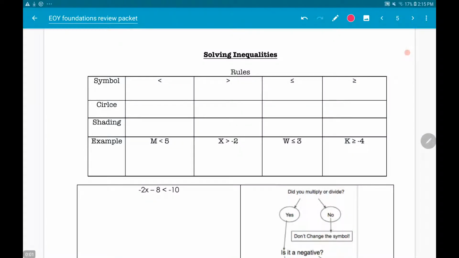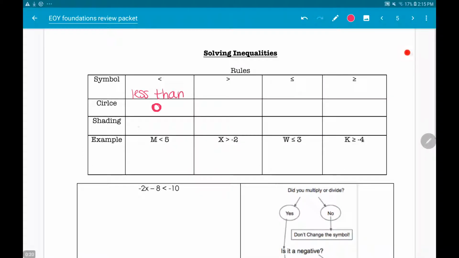Hi guys, so this video is on solving inequalities, very similar to solving equations, but we just have to remember a few extra rules. So our first symbol is less than, and when we have a less than symbol, we are going to have an open circle, and our shading is for lower numbers.